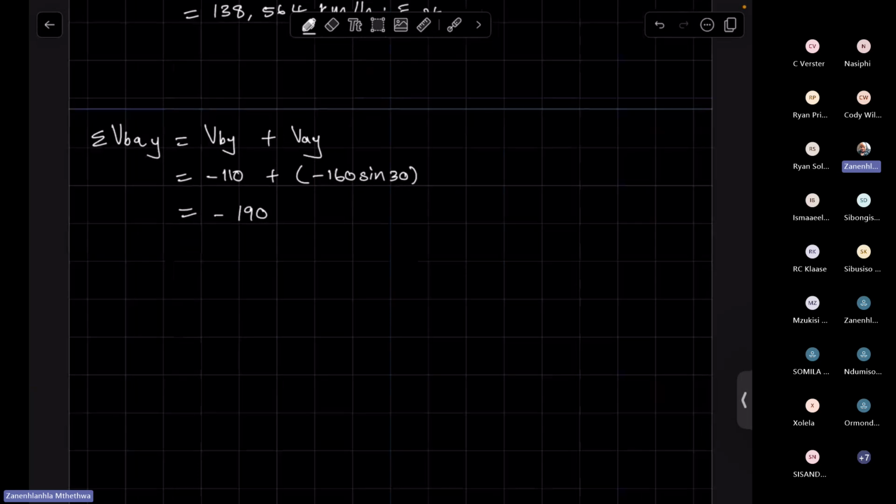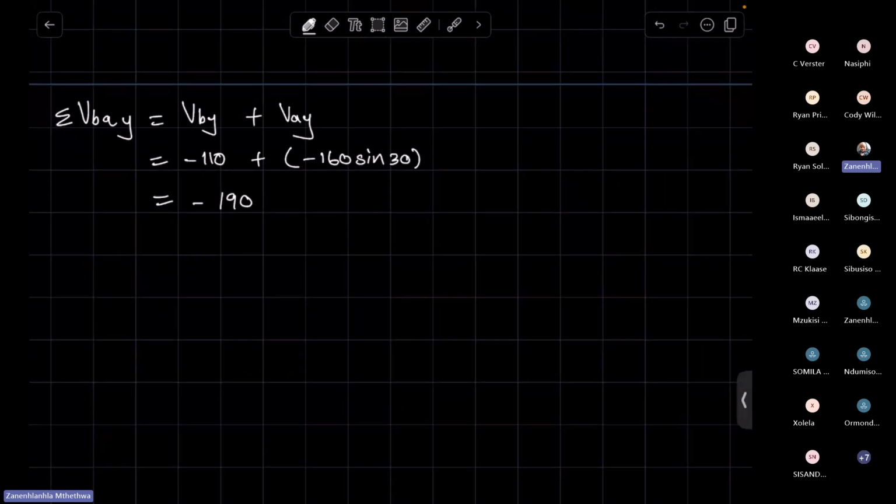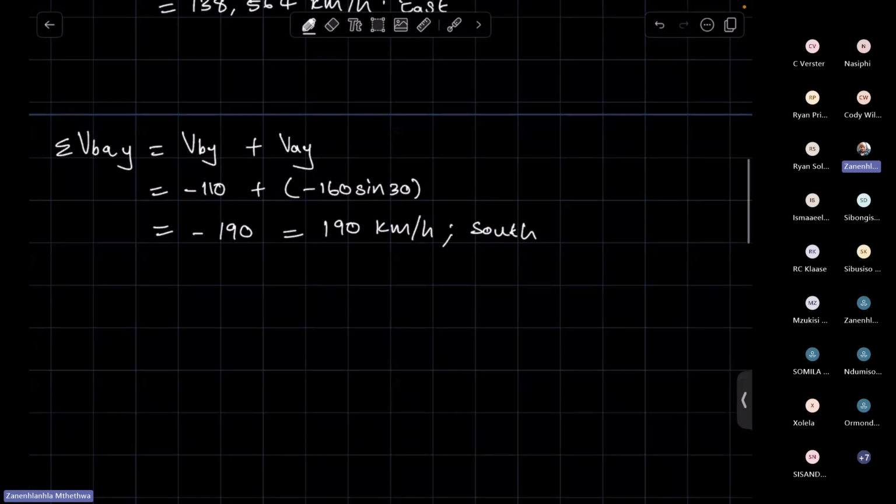Right, so negative 190, which is essentially to say this is 190 kilometers per hour, and the negative sign indicates the direction. Since we're looking at a vector in the y direction and it is negative, it means it is going south. Are we in agreement here?